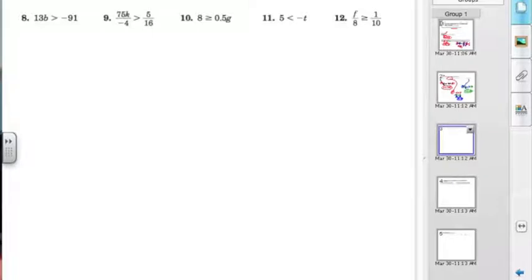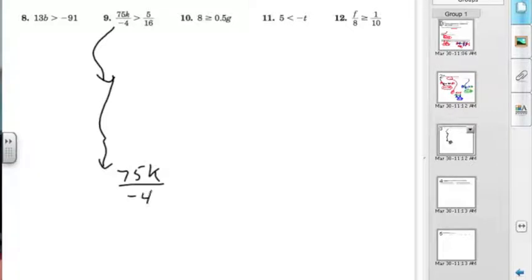All right, page 3. Not much difference here, just bigger problems, more involved. If we look at number 9, I love to do these type of problems because when you get into chemistry and physics, these are the type of problems you really want to look for. I'm going to have to move the problem down a little bit because the board's a little warped there. All right, so we got 75k over negative 4 is greater than 5/16.